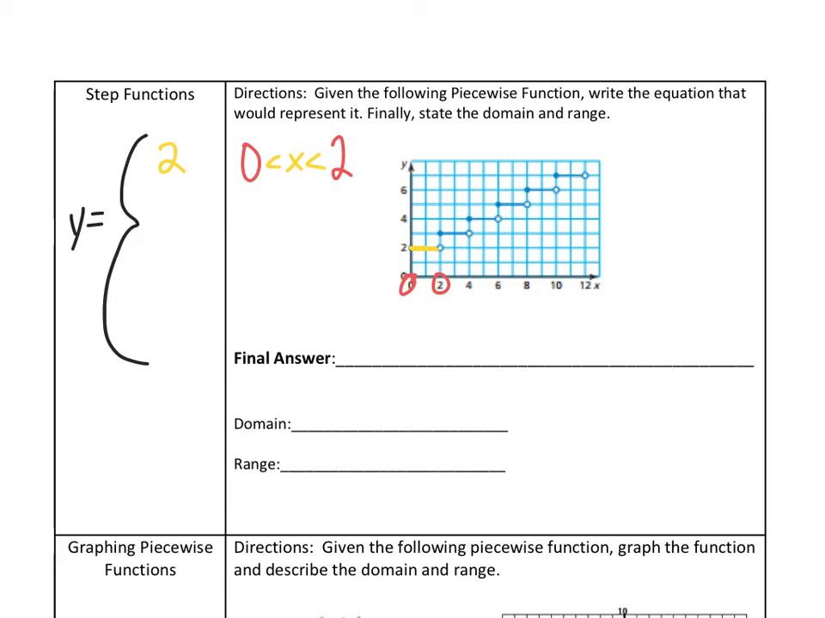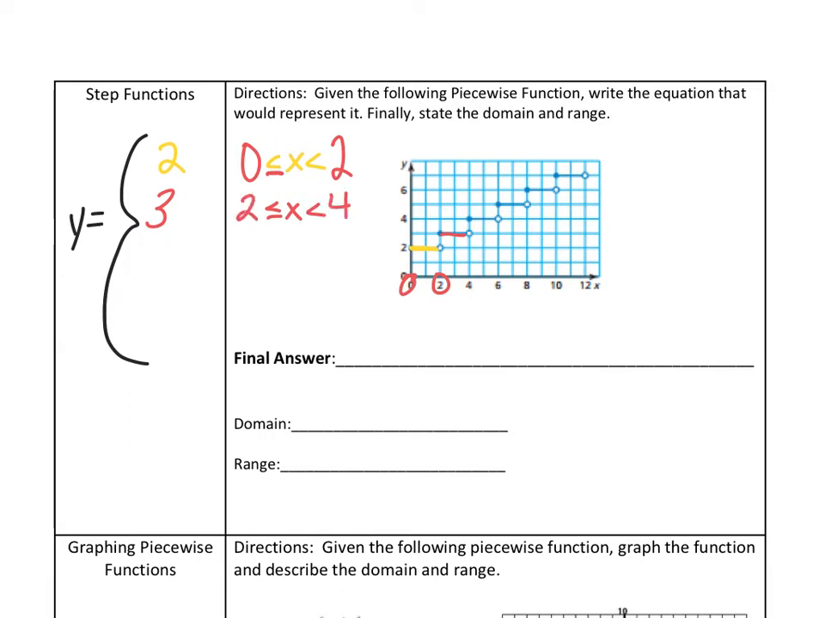Yep, good point. The first one needs to be a less than or greater than sign. What about the second one? No, because it's an open dot. Good. So now jumping up to my next step. What's this one going to be? 3 when x is between 2 and 4. Okay, go ahead and fill in the rest of this.